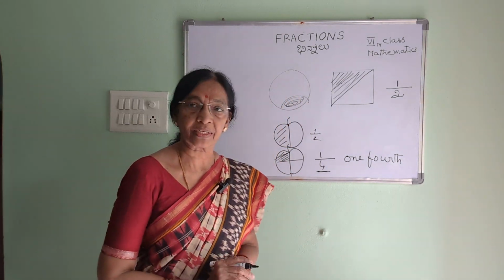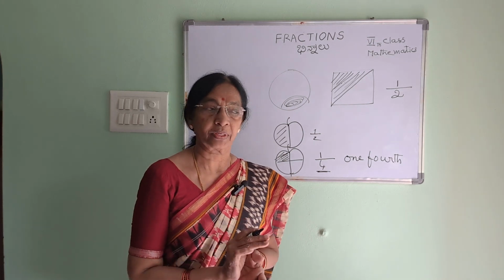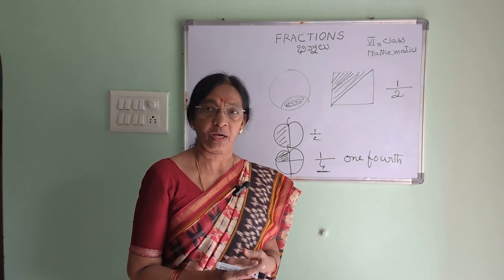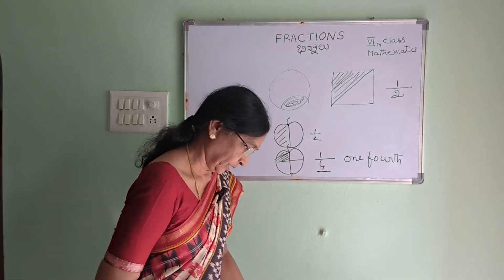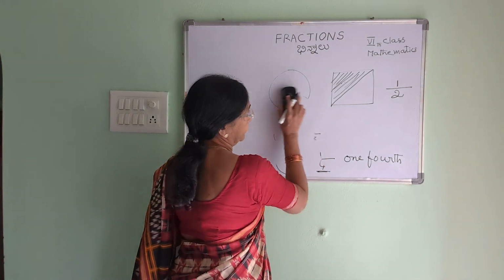So a fraction is a part of a whole. That whole thing may be a number of objects or one object. Now we will see some more examples.